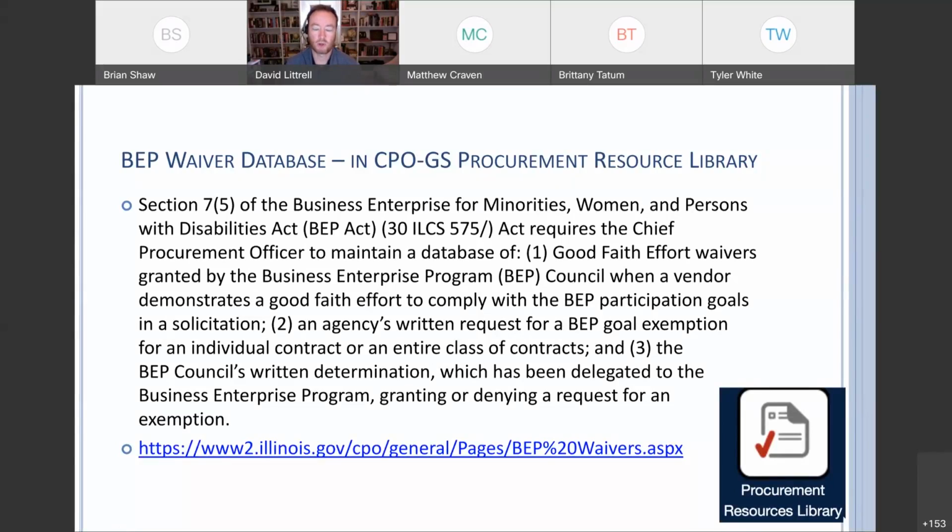Also, the agency's written request for a BEP goal exemption for an individual contract or an entire class of contracts, and the BEP Council's written determination, which has been delegated to the BEP program, granting or denying a request for an exemption. I do want to highlight it's not just if it gets approved, but even if it gets denied, that also needs to be in this database. So we're going to show you where that database is going to live. I have the link here that takes you directly to it, but it's going to be living in the procurement resource library.